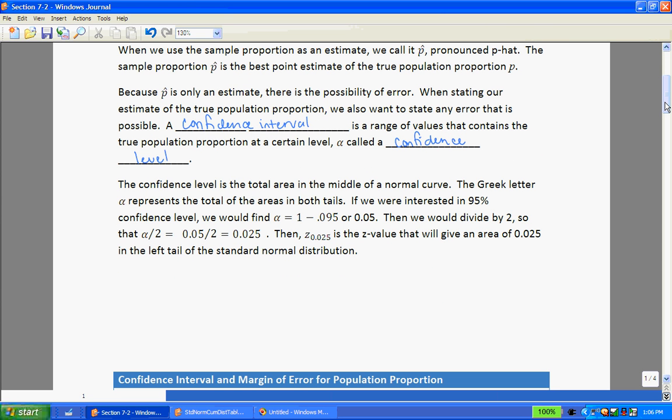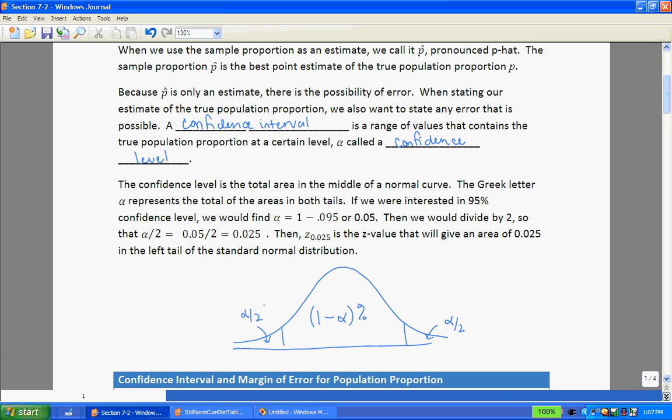Now the confidence level is the total area in the middle of a normal curve. So if you remember what your normal curve looks like, what we're saying is the confidence level is here in the middle, which is considered 1 minus alpha percent. So the tails contain the leftover, and that's where alpha comes from. So the Greek letter alpha represents the total area in both tails. Since it's symmetric, we can split it right down the middle, and 1/2 is on the right tail and 1/2 is on the left tail.